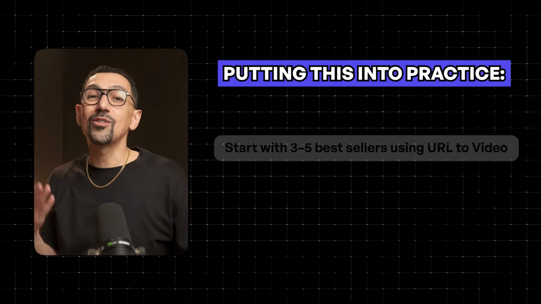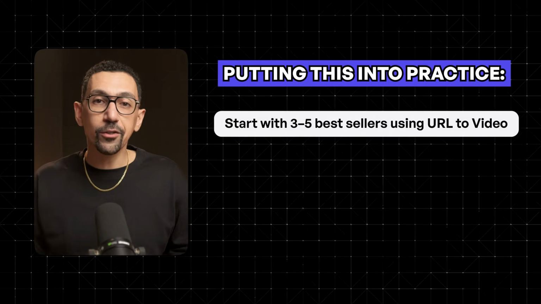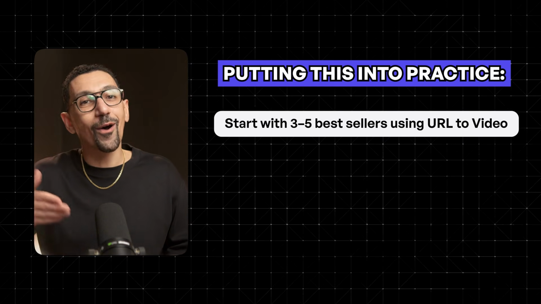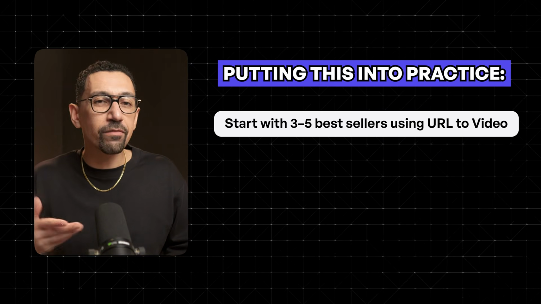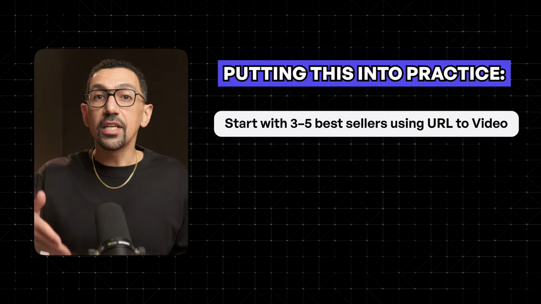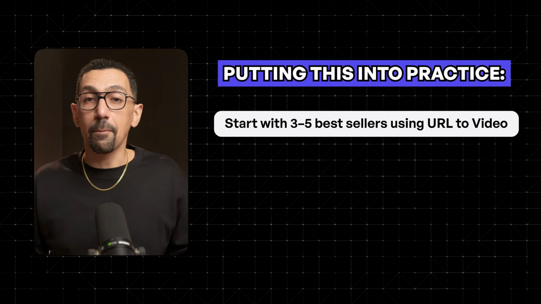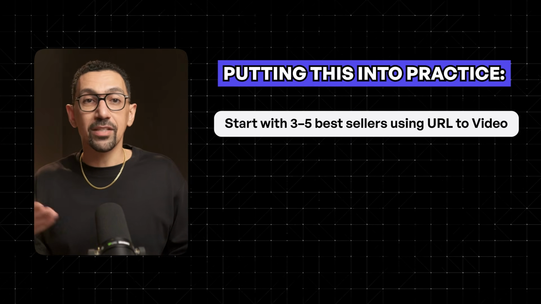Now, here's how you implement this into your e-commerce brand. The first thing you're going to want to do is start with your best sellers. Don't try to create videos for your entire catalog on day one. Start with 3 to 5 of your best-selling products. These are the ones that you already know where the demand is. You just need better creative to scale them.